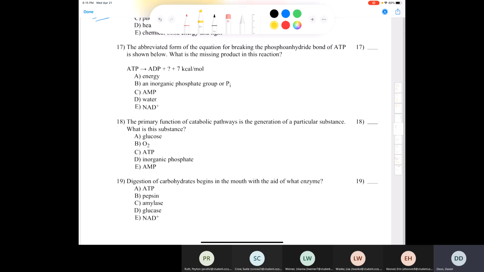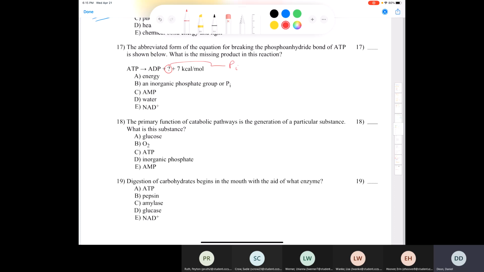The abbreviated form of the equation for breaking the phosphoanhydride bond of ATP is shown below. What is the missing product of this reaction? Well, if we have ATP, that represents adenosine triphosphate. We form adenosine diphosphate. We also release energy. Well, what else do we form in this reaction? The question mark is an inorganic phosphate group, right?